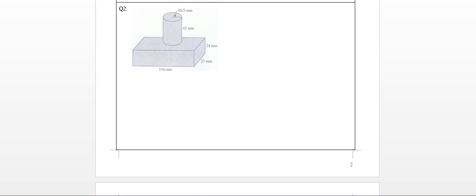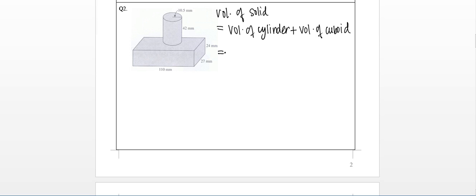Let us continue with question 2. In question 2, this solid is made up of a cylinder sitting on top of a cuboid. So yes, it is made up of prisms. So therefore, the volume of this solid will also be the sum of the volumes of the various prisms. Now, let us write this down. The volume of the solid is equal to the volume of the cylinder and add it to the volume of the cuboid.